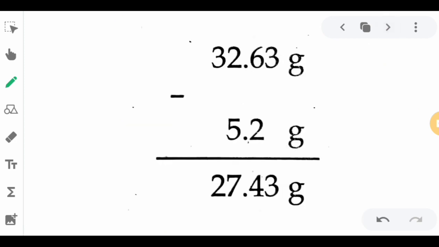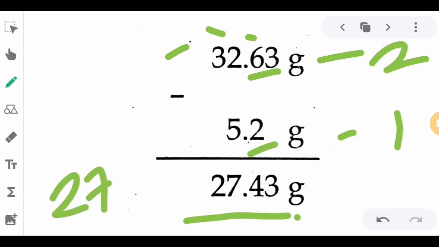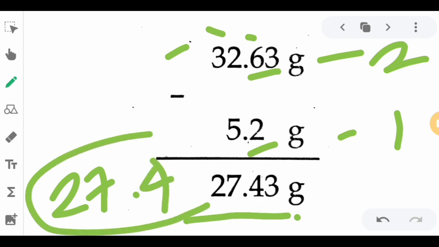Now for subtraction, we have here 32.63. We have 2 decimal places, this one. And 5.2, we have 1 decimal place. If you subtract, you will have 27.43. But then the final answer should only contain 1 decimal place since the subtrahend here only has 1 decimal place, or that is the least value of the decimal place. So the answer should be 27.4. This is the final answer, the least decimal place.